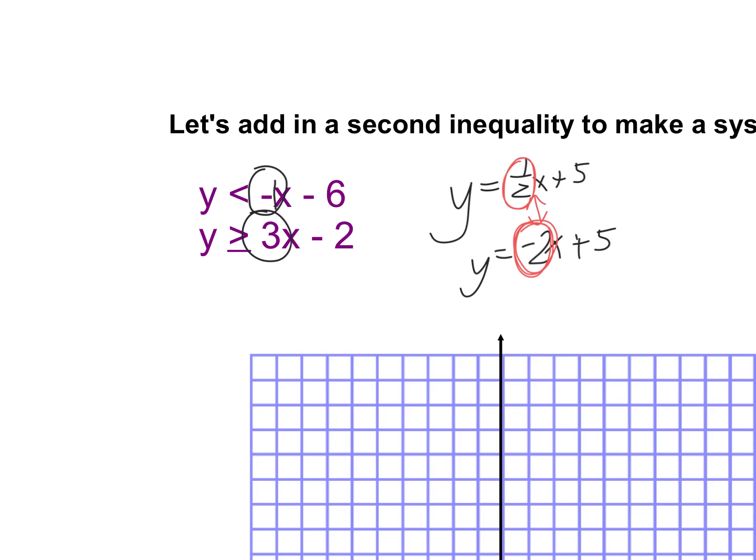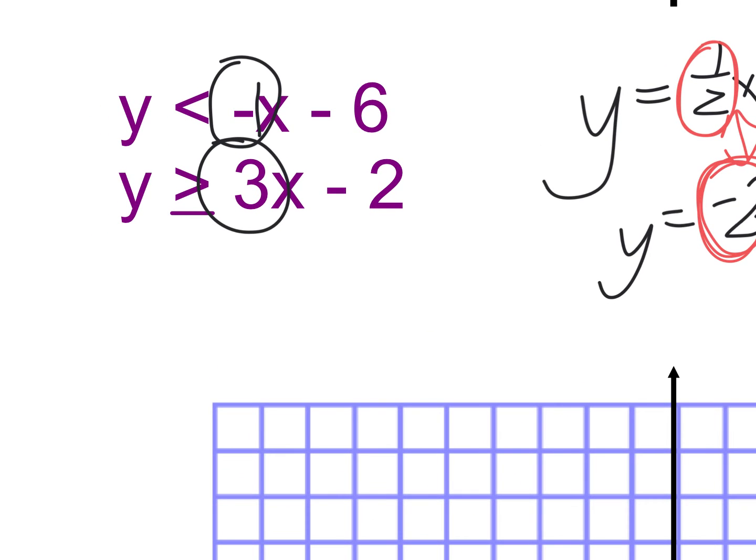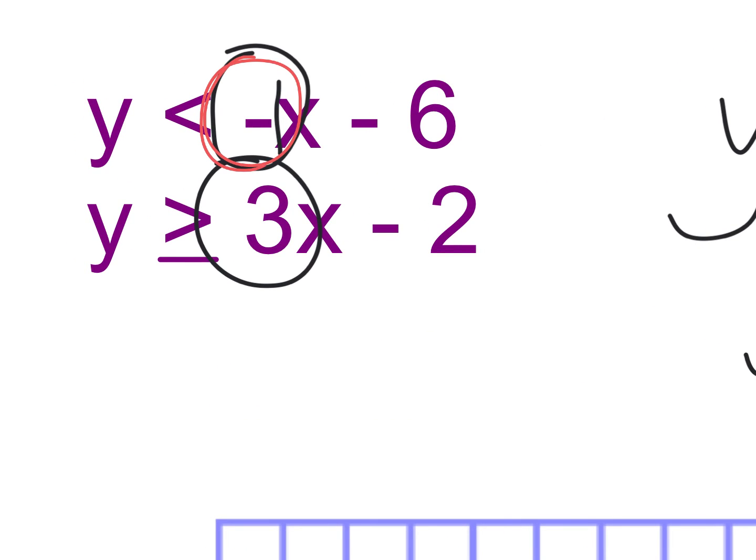All right, so back to this. These were not perpendicular and they were not parallel because their slopes are just different. They're not opposite, flipped from each other, and they're not the same.